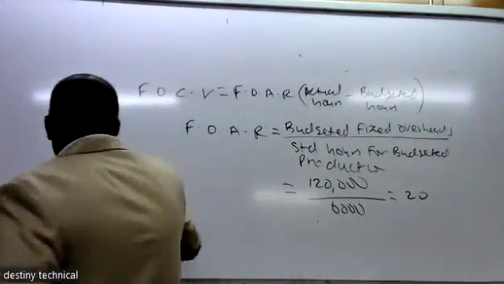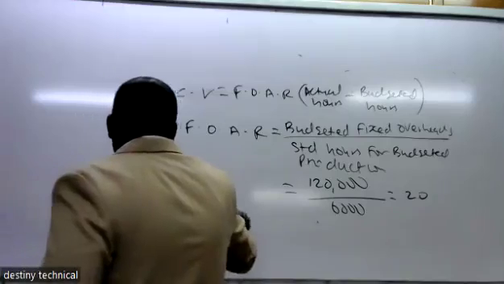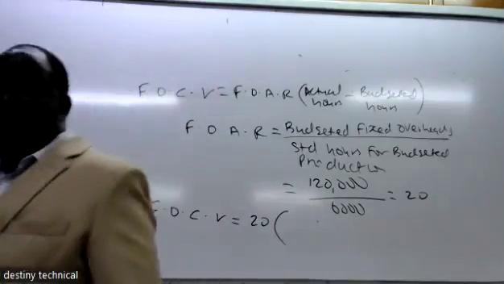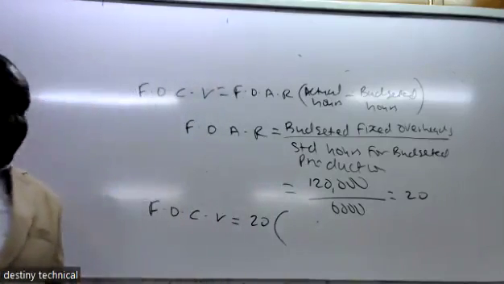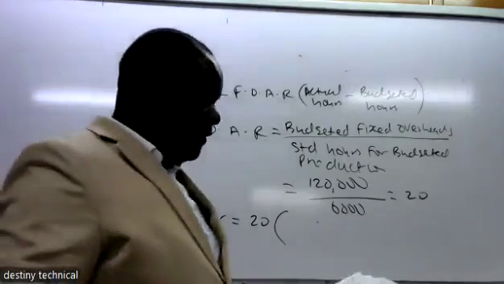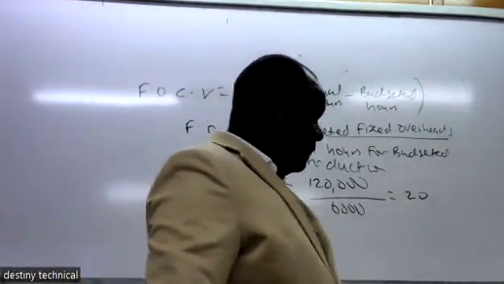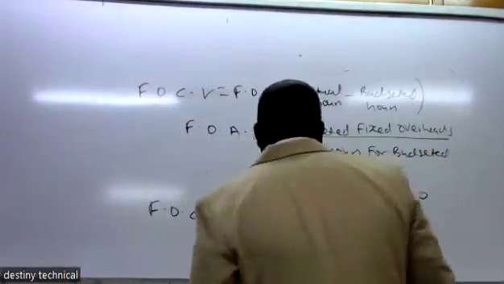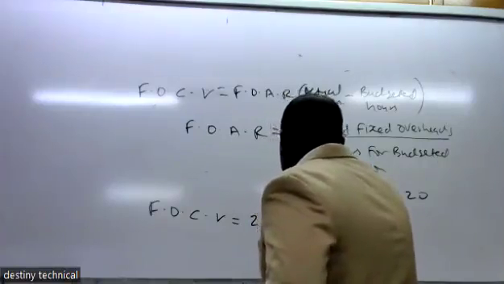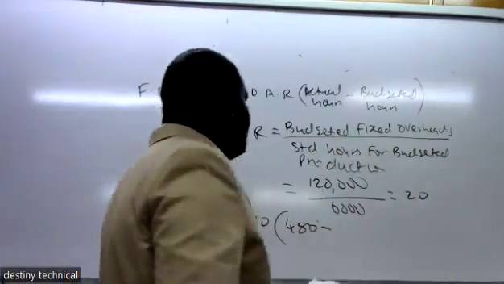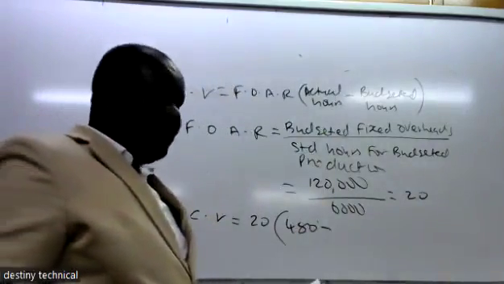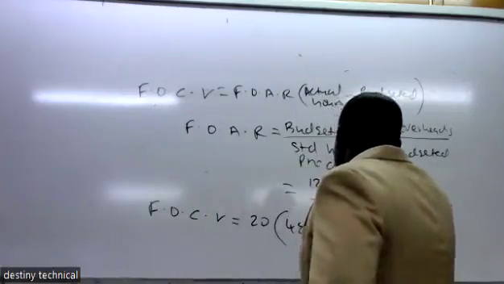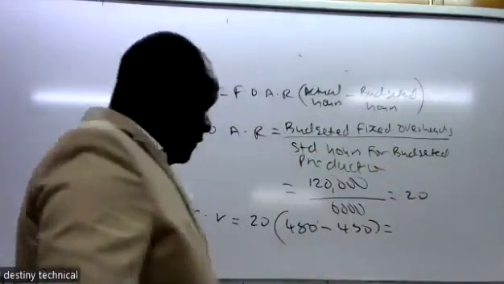So now our fixed overhead capacity variance will be 20 in brackets of the actual hours, which were given. Actual hours were 408. Then remember, budgeted hours were 450. It is also an adverse variance.